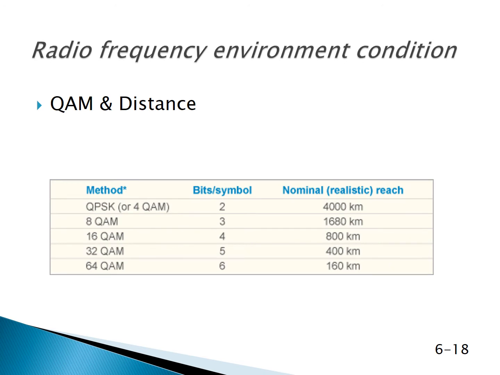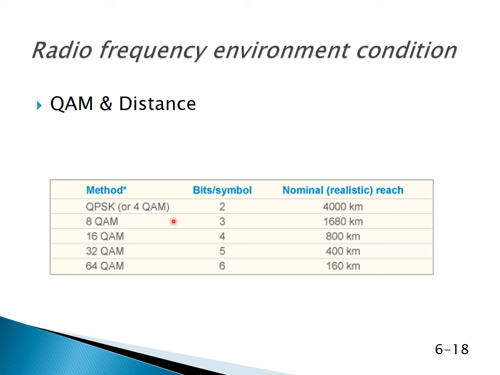So this is the relationship between QAM, which is the quadrature amplitude modulation that we discussed in the previous class, and also the distance. When you use a symbol like QPSK, that we say is 2 bits that you can send per symbol. And then normally because it's not so complicated, you can travel a longer distance, which can be even 4,000 km.